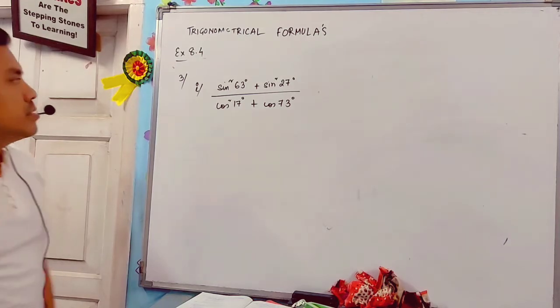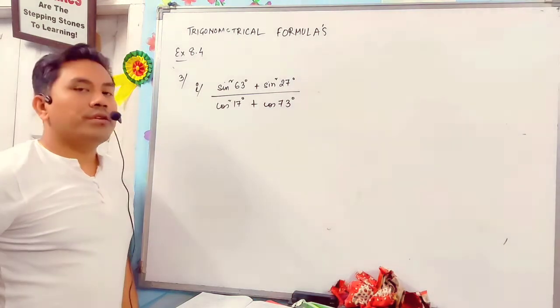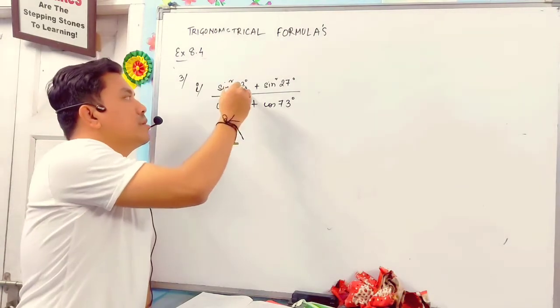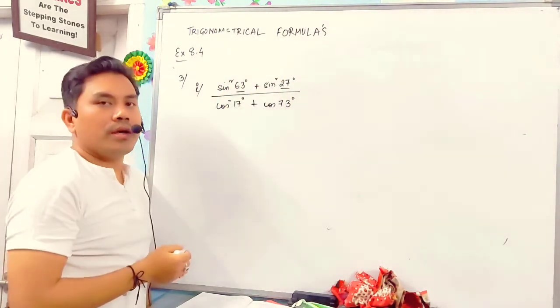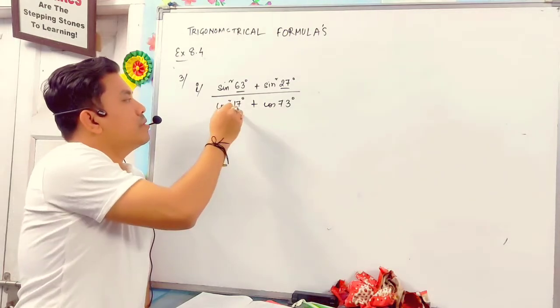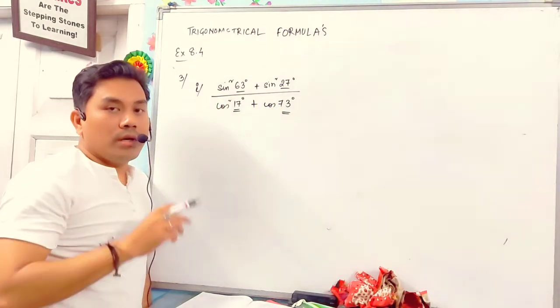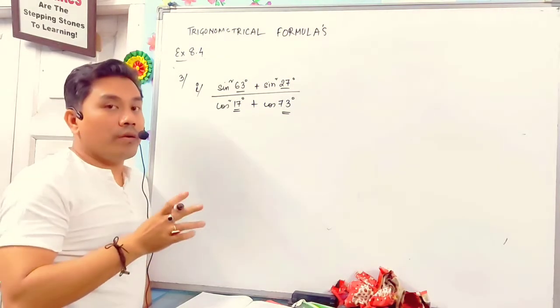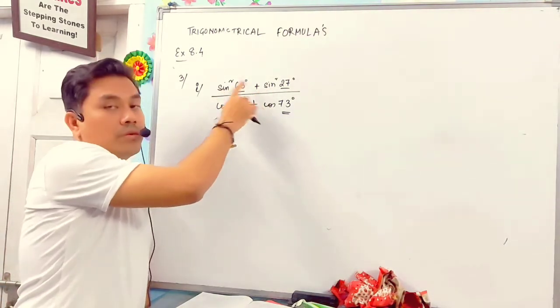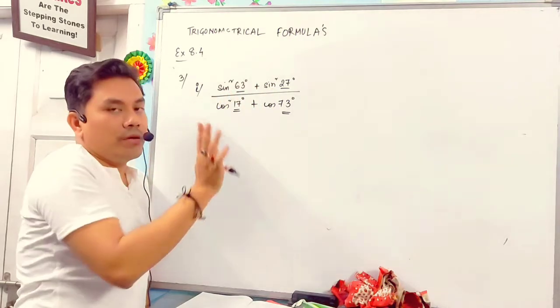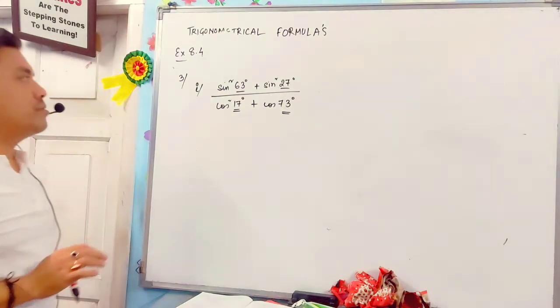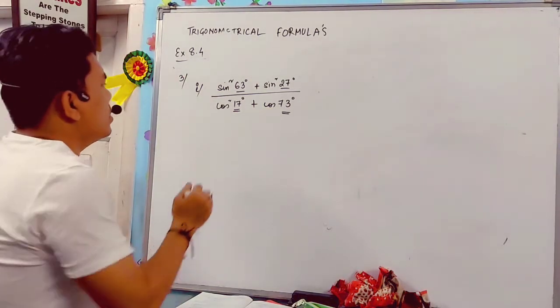So in the previous session I have already discussed this. You can see here they are complementary angles. Here also they are complementary angles. If they are complementary angles, what we have to do? We have to convert one of them, from this two and from this two, not both. From this two we have to convert any one of them, and from this two any one of them.